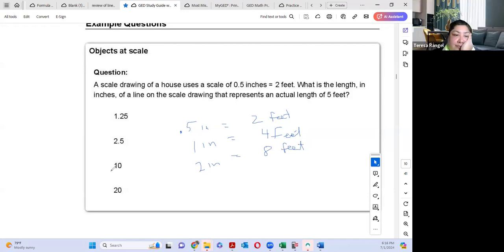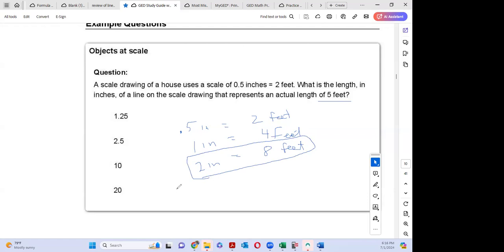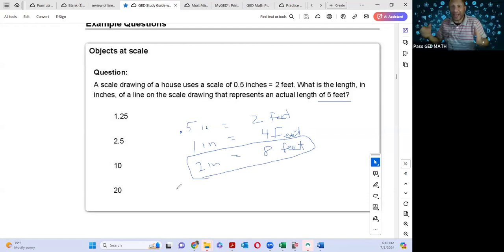So now, when we look at this multiple choice, we're trying to find 5 feet. Well, we know anything bigger than 2 inches can't be it. Anything larger than 2 inches cannot be the answer because we know 2 inches is 8 feet. Can't be 2.5, can't be 10, can't be 20. Done. That's the common sense way. Instead of trying to solve it algebraically, do it that way. You're done fast, and you know you got it right.